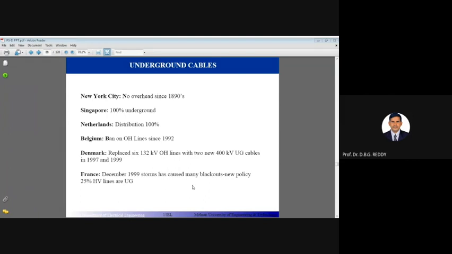It is better to have 25% of the lines as underground cable, even though it is costly, and we have to raise the number of underground cabling systems, which are secure in abnormal conditions. For example, December 1990 caused many blackouts in France, and they have converted more lines.